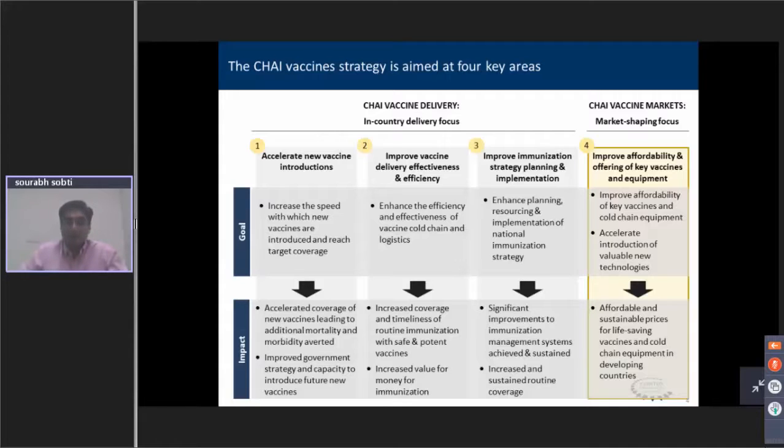The third pillar is improving immunization strategy, planning and implementation, whereby our goal is to enhance planning, resourcing and implementation of national immunization strategy. The impact we strive towards is a significant improvement to immunization management systems achieved and sustained, and an increase in sustained routine coverage.